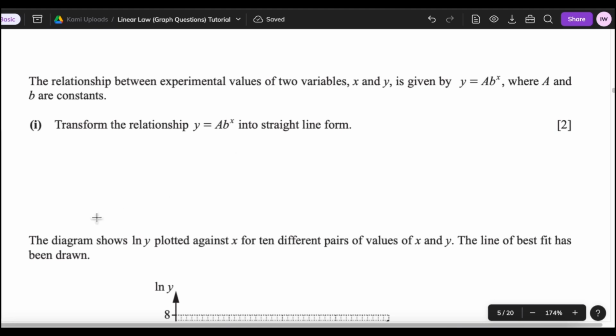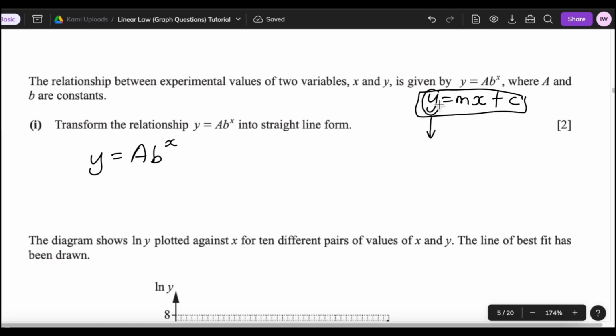Now, the way this type of question works is you want to make this equation look like how a y equals mx plus c straight line graph looks like. Now, this y equals mx plus c only really applies if you have the y and x-axis. So that variable here, y, it can really be something else.